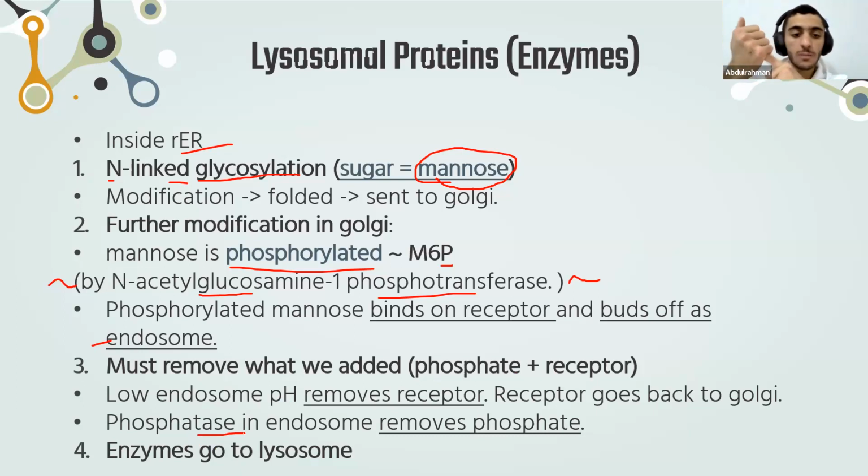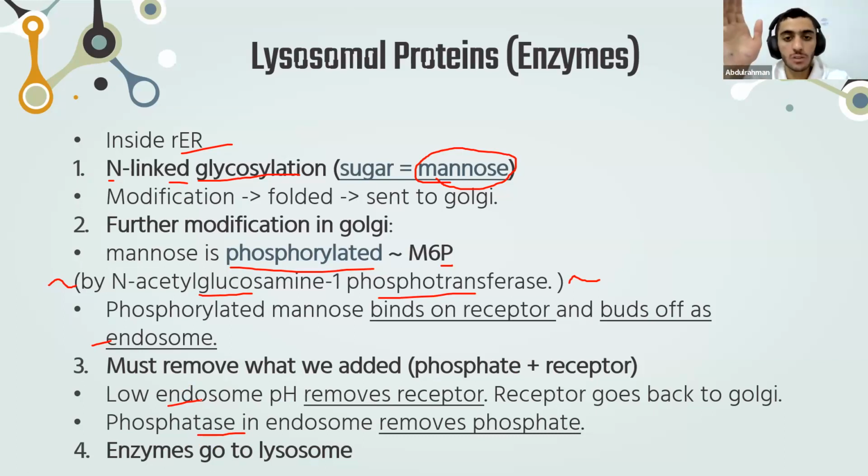And how do we remove the receptor? We basically have an endosome with low pH. Since the pH is low, it's acidic, and proteins don't really function in acidic pH. So this receptor won't be able to function, so it basically goes out. It's like, I don't want to stay here anymore, so it goes out.